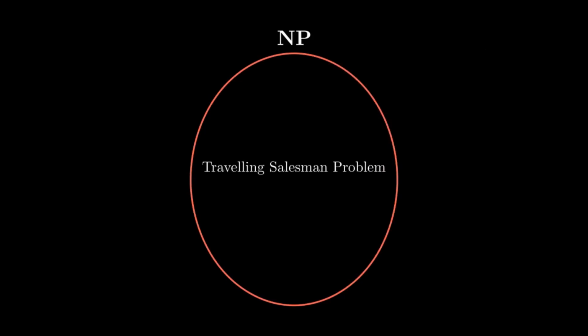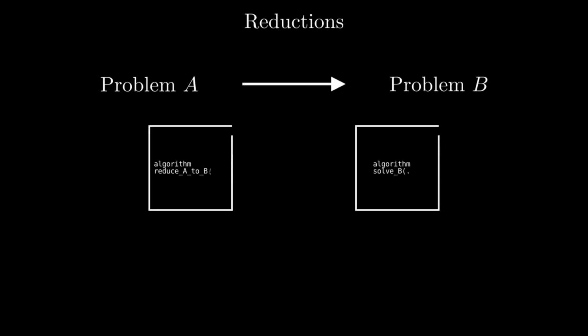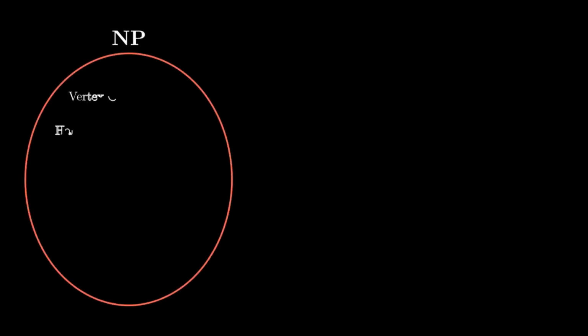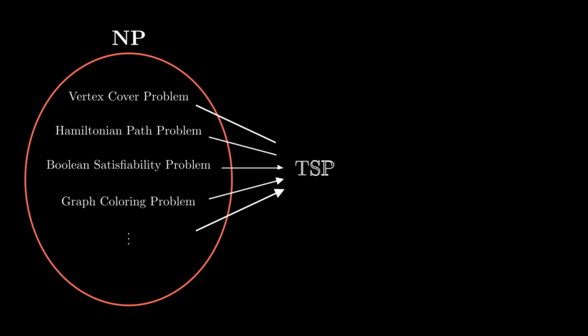What's interesting is that the TSP is one of the hardest problems in NP. How do we know this? Well, one way to think about the relative difficulty of problems is in the context of reductions. We say problem A reduces to problem B if we can reframe the problem in a way such that solving B gives us the solution for A. Every NP problem reduces to the TSP, which means TSP is at least as difficult as every problem in NP.